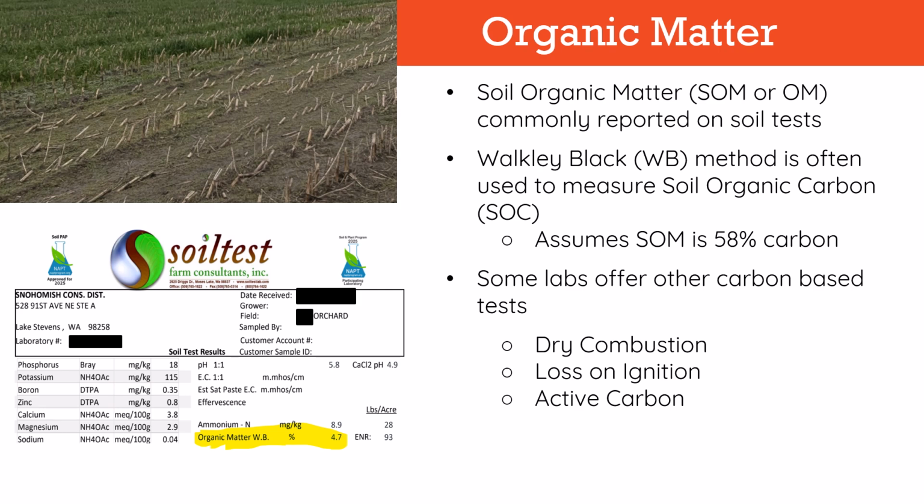Labs assume that soil organic matter is 58% carbon and use this conversion to take the measured soil organic carbon and report it as organic matter. For carbon planning, we often want to see the soil carbon value to estimate soil carbon stocks. We can convert the organic matter percent back to soil carbon by multiplying the percent organic matter by 0.58. There are other lab tests that may be available for measuring soil carbon, but in general, these are less commonly offered.